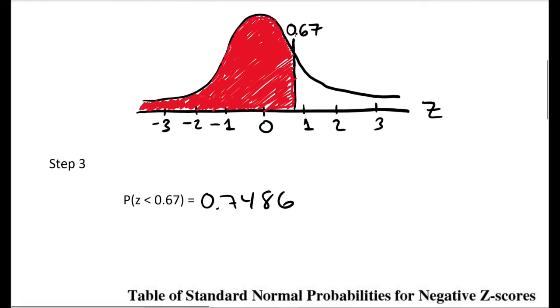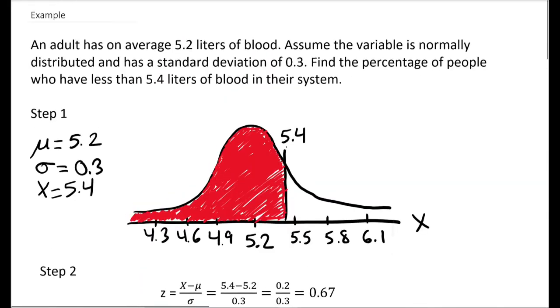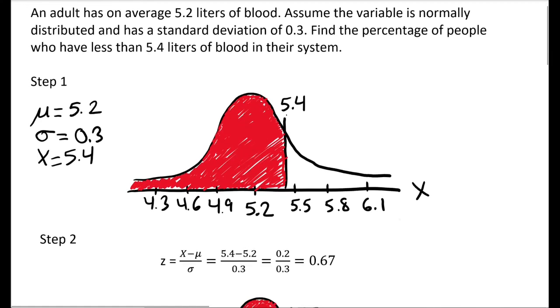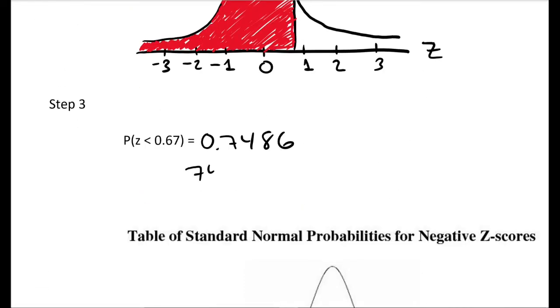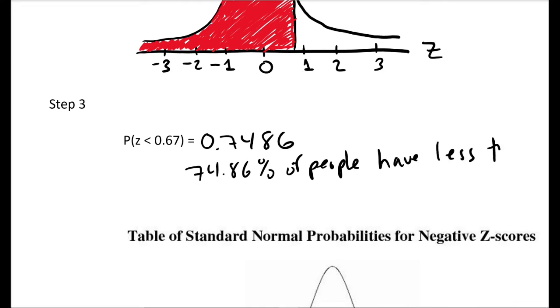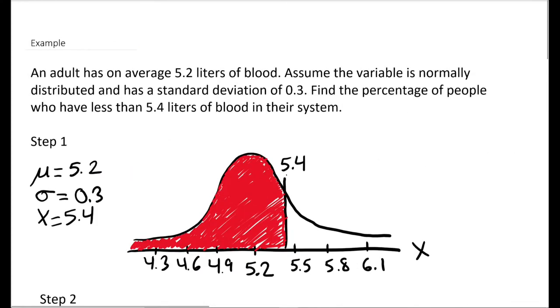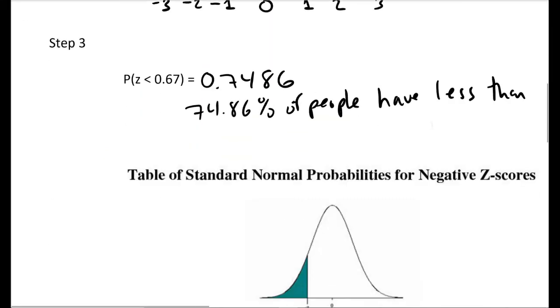So this means that in this example, we're talking about the adults, the percentage of people. So this means that 74.86% of people have less than, in this case, less than 5.4 liters of blood in their system.